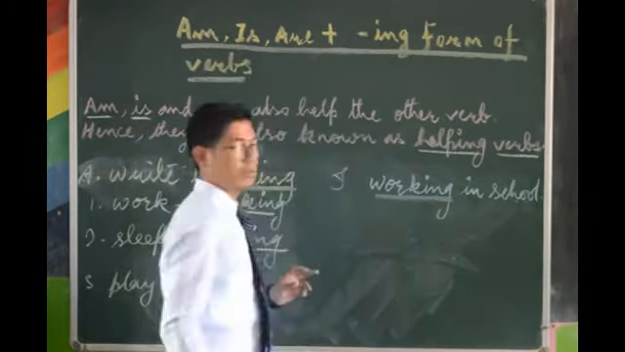Now, in exercise B, complete these sentences using am, is, and are with the ing form of verbs in the brackets. So here, they dash with their friends. They, obviously it is plural, so they are playing. We'll do these exercises through WhatsApp, and if you find any problem, you can text me and ask me. I hope you have understood.